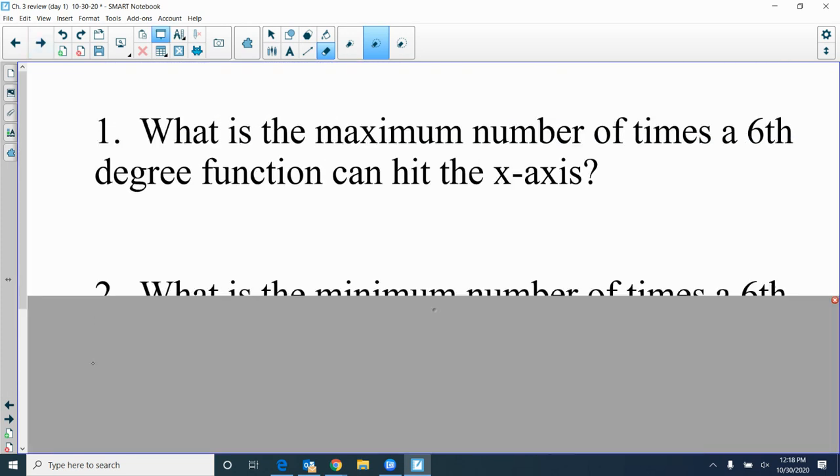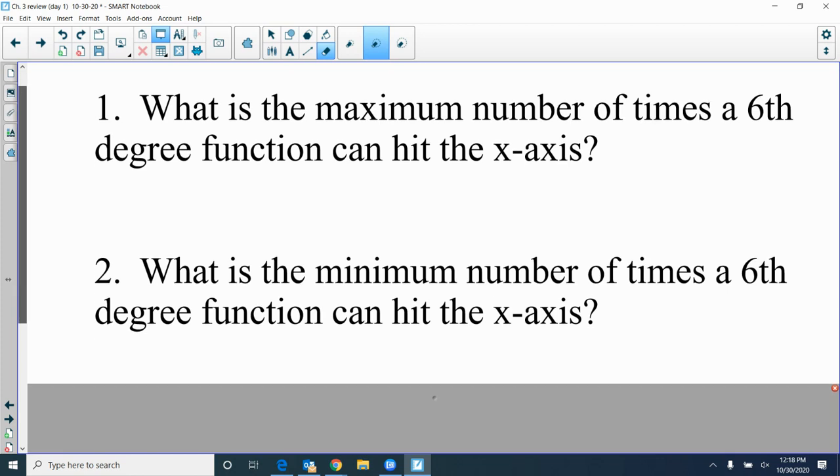All right, take a look at these two. What is the maximum number of times the 6-degree function can hit the axis? And then what is the minimum number? All right, see what you come up with. Thomas, you gonna answer this? You just got your hand up. All right, what's your question?